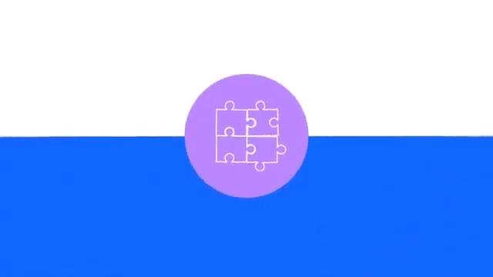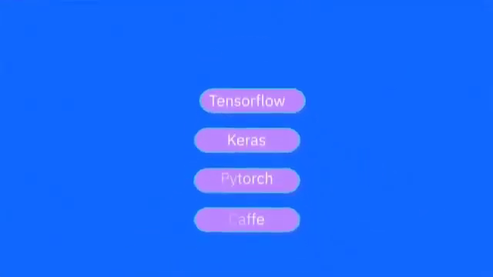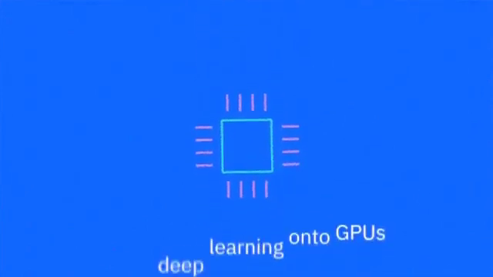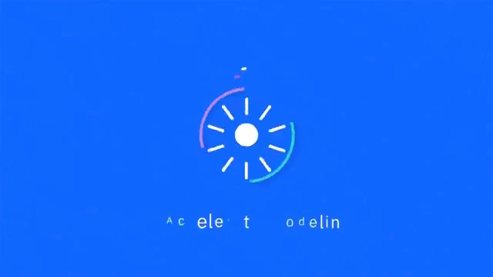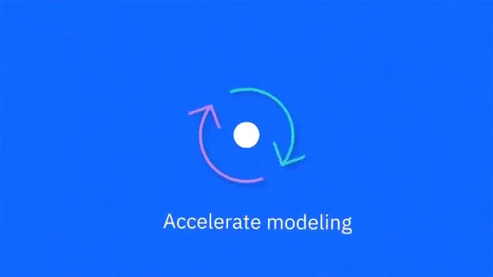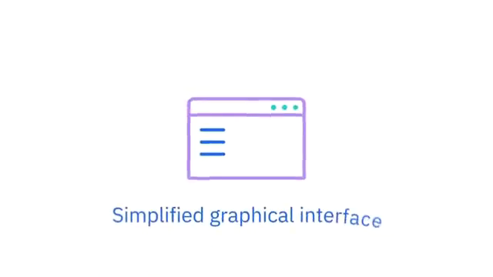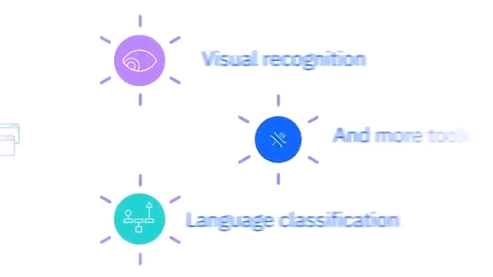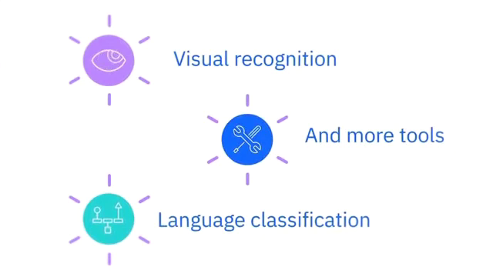In fact, in the area of deep learning, Watson Studio supports some of the most popular frameworks and can deploy that deep learning onto the latest GPUs to help accelerate modeling by making it easier to use. The environment's built-in neural network modeler also helps you build models with a simplified graphical interface. Even if you don't have the dedicated resources to build a model from scratch, Watson Studio can help you get started with modeling templates for areas such as visual recognition, language classification, and other tools from IBM Watson services.